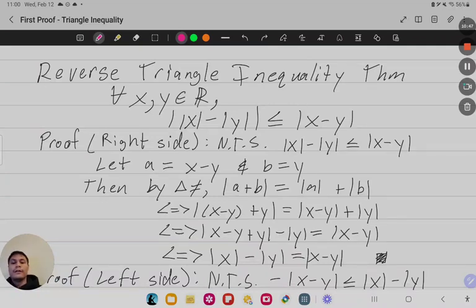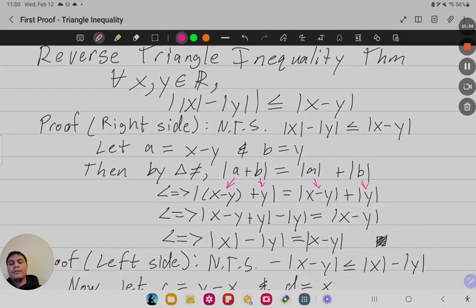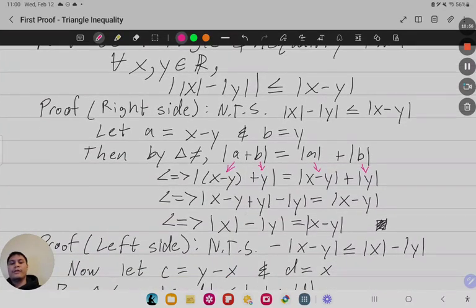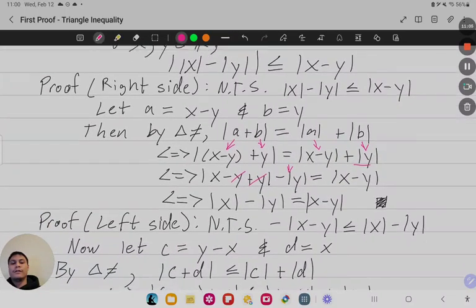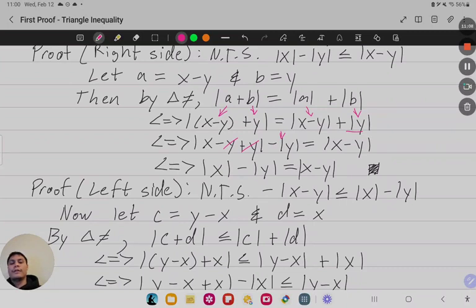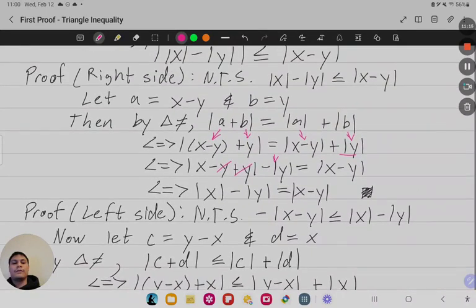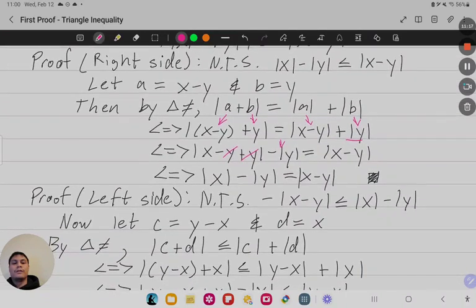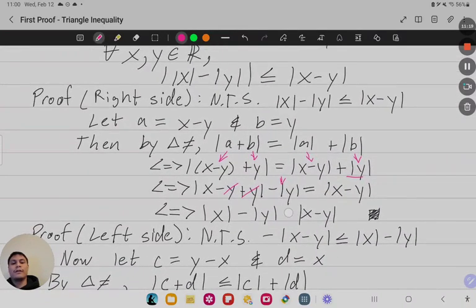Then we can substitute in our values for each piece. Then we can drop the parentheses, and we can see that this y and this y cancel. And we can move this y over to the other side, which gives us a minus y over here. And now we see that the absolute value of x minus y is less than or equal to x minus y. Let me correct that really quickly.